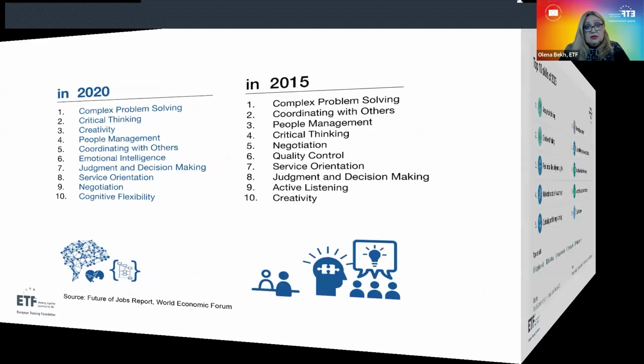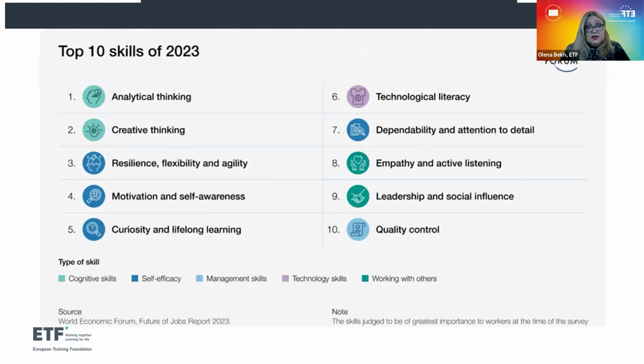But then if we look at 2023, analytical thinking is the top one, creative thinking is the second one, resilience, flexibility, and agility become the 3rd place, and motivation and self-awareness go to the 4th place. And look at the 5th place: curiosity and lifelong learning. So what we are discussing today is one of the top abilities that were required in 2023.